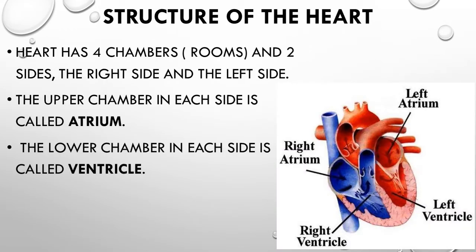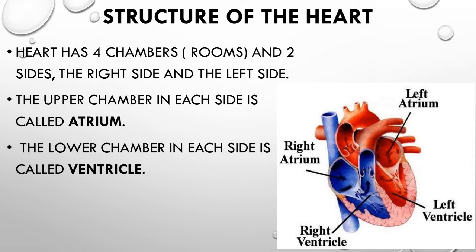Let's see the structure of the heart. What is the structure of the heart? بيتكون من إيه؟ Heart has 4 chambers. What does chamber mean? Chamber means room. يعني الهارت has 4 chambers or rooms يعني بيتكون من 4 غرف. And 2 sides, the right side and the left side. Again, the heart has 2 sides, the right side and the left side.